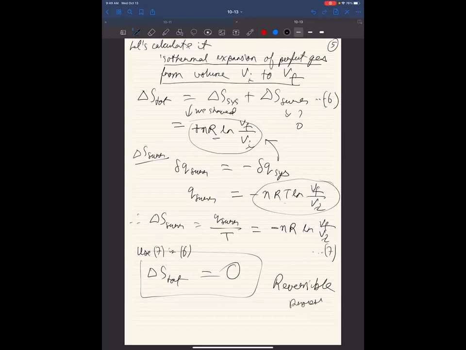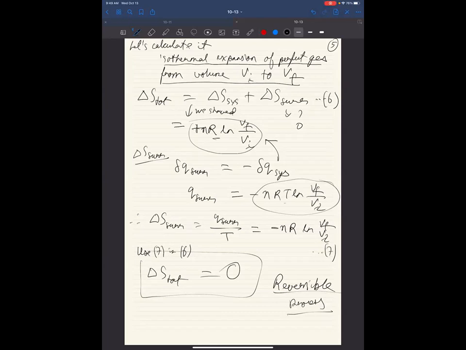If you have an ideal gas undergoing isothermal expansion, either of these is a reversible process. Therefore, either of these is a spontaneous process. So the whole thing is reversible. Okay.